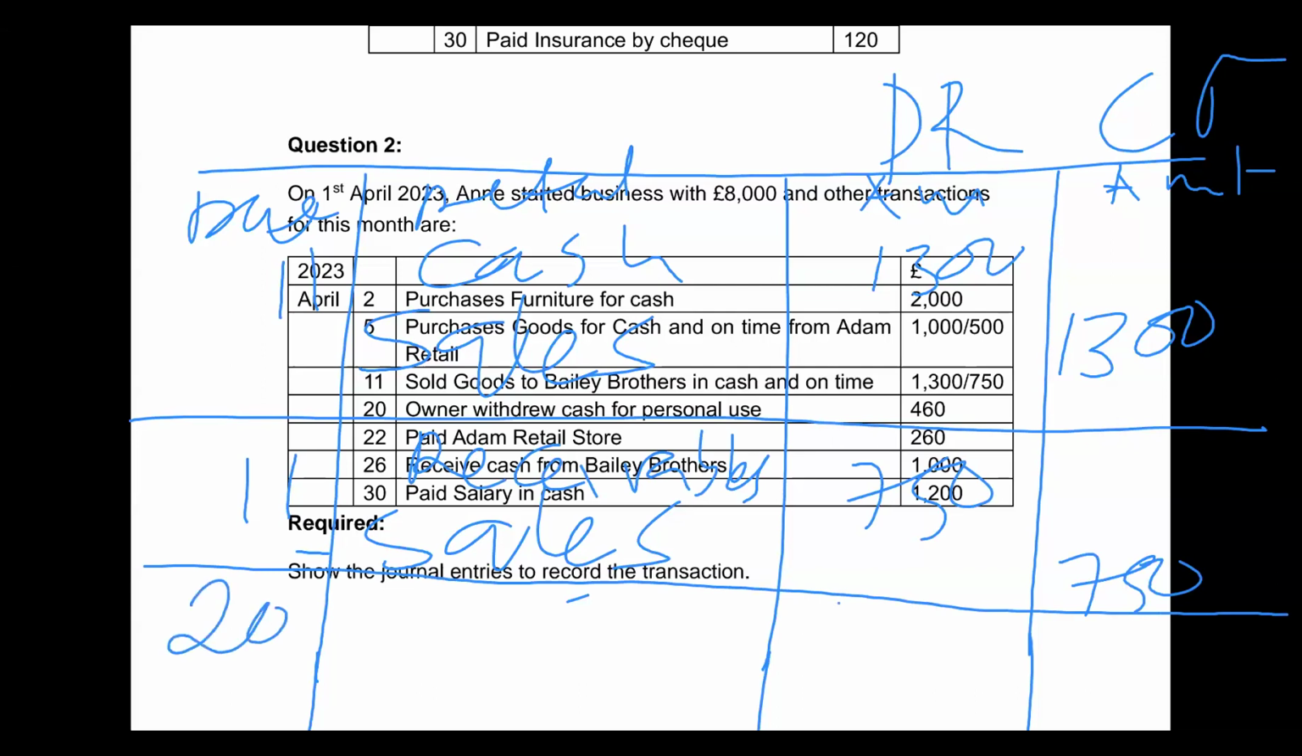On the 20th, what is happening? On the 20th, owner withdrew cash for personal use. So cash account will be credited. No, cash account will be debited and capital account will be credited. Repeat that again. Cash account will be debited and capital account will be credited.